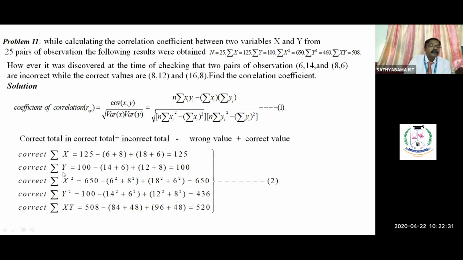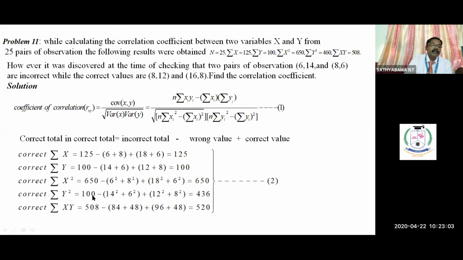The next one, corrected sigma y. The same way, here is the incorrect total. What is the incorrect total? 100 minus this x value. The y value is 14 here. This is the wrong value. So we are just removing the wrong values, 14 and 6, and replacing them by the new values. What are the new values of x, y? 12 and 8. We are adding the new values, and the result is nothing but 100.